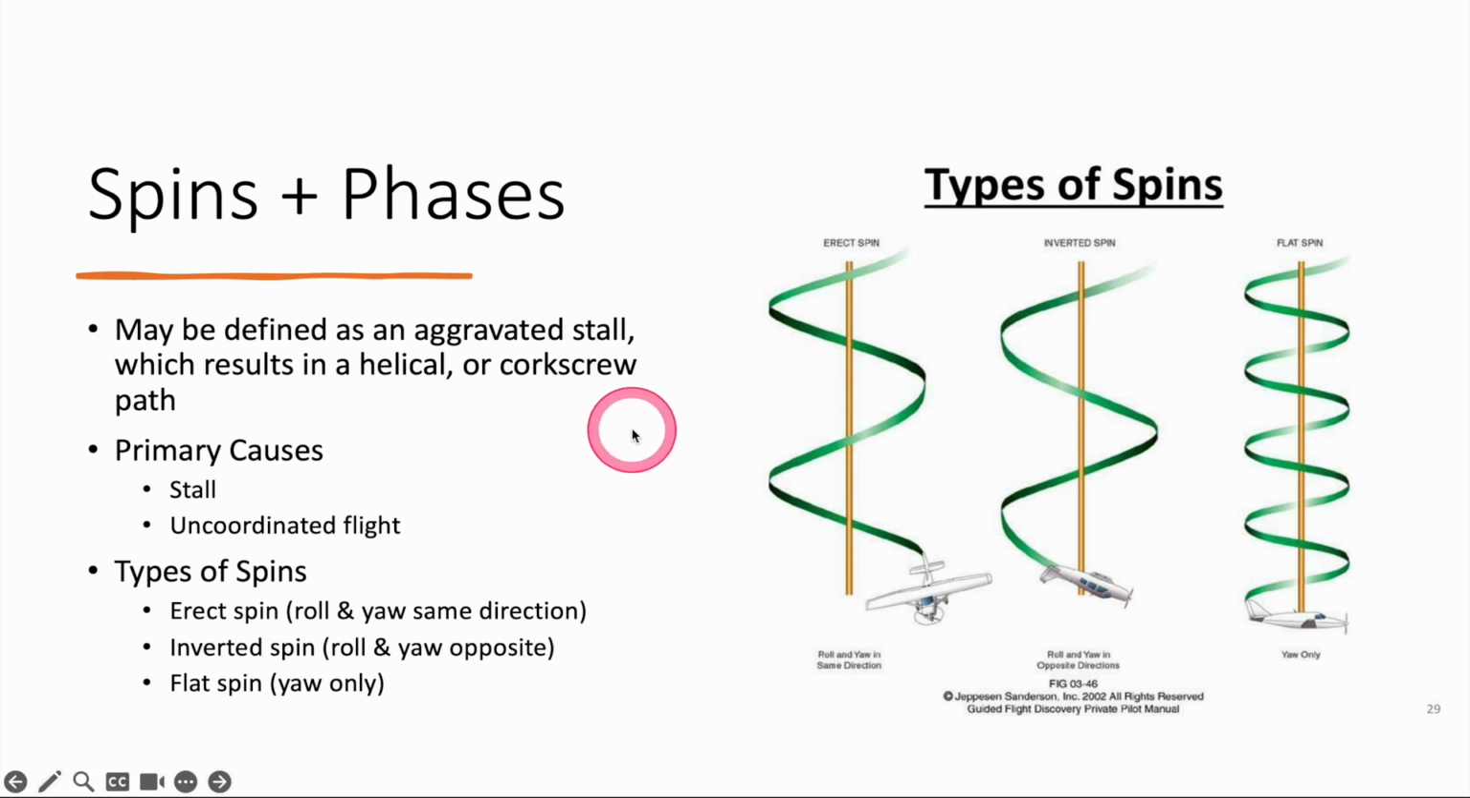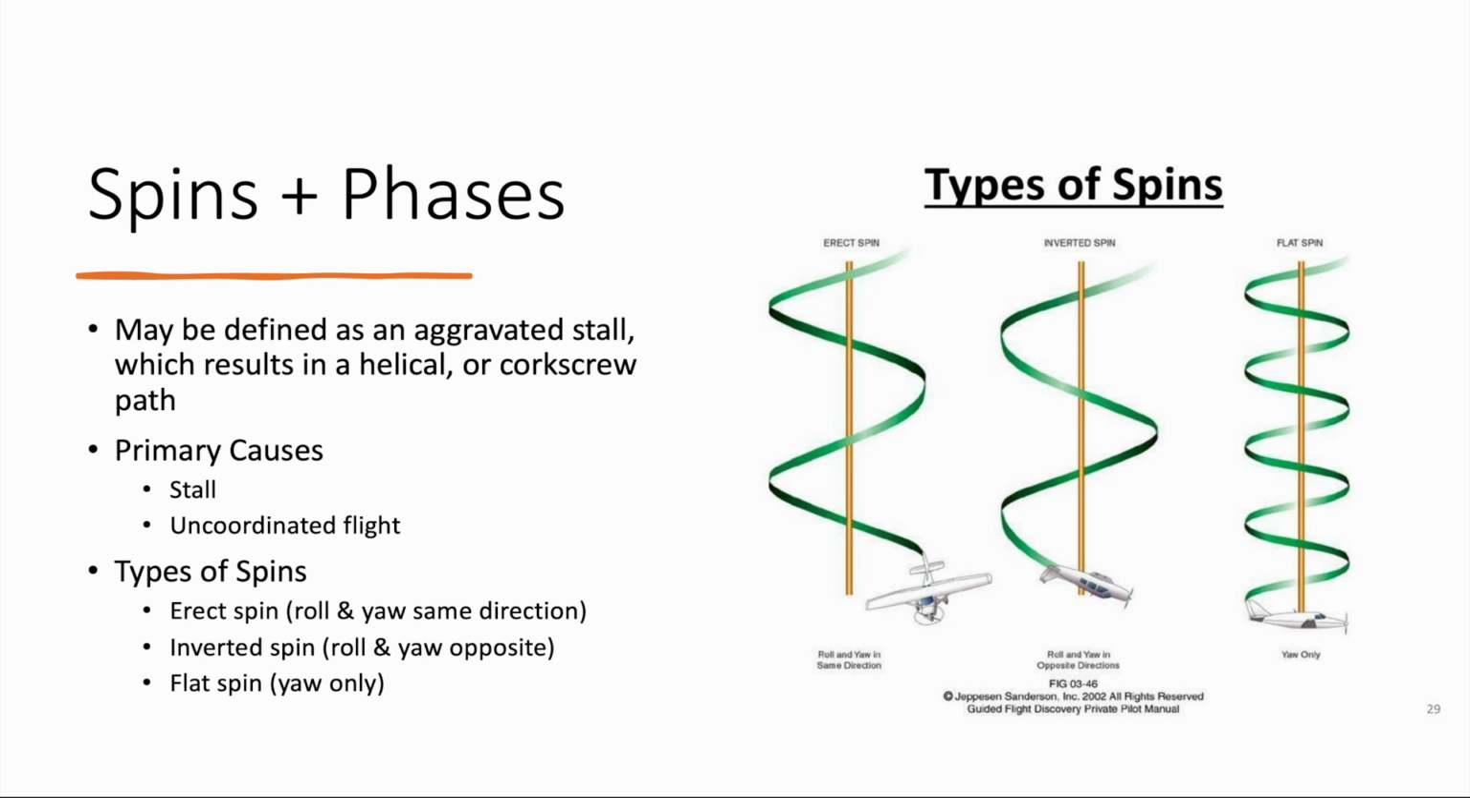Spins and different phases of spin. A spin is going to be caused by, first, a stall. Both wings need to be stalled for a spin to occur. That will be a written test question for you: when does a spin occur? Options will say, oh, when the left wing is stalled, or the right wing is stalled. Both wings need to be stalled in order to spin.